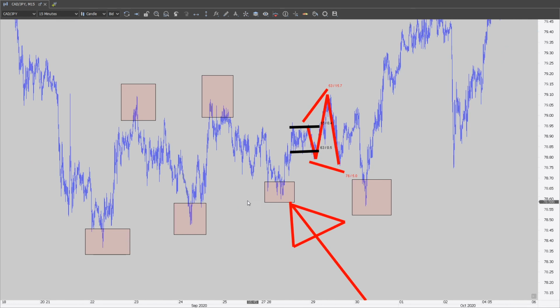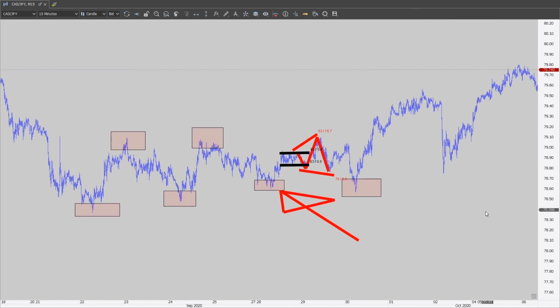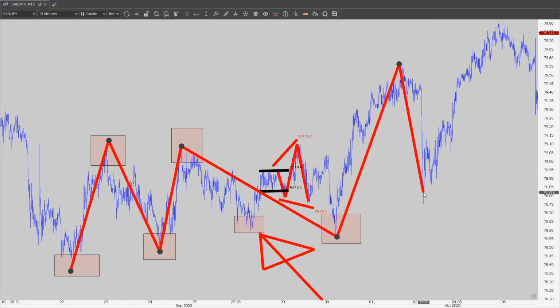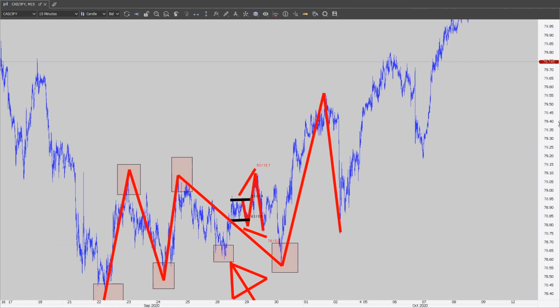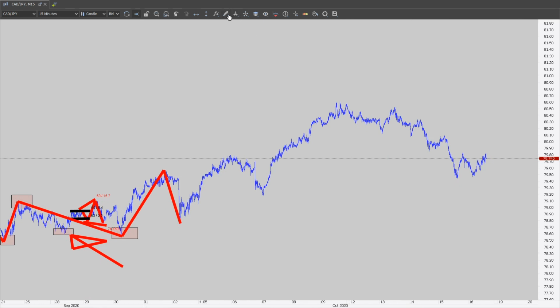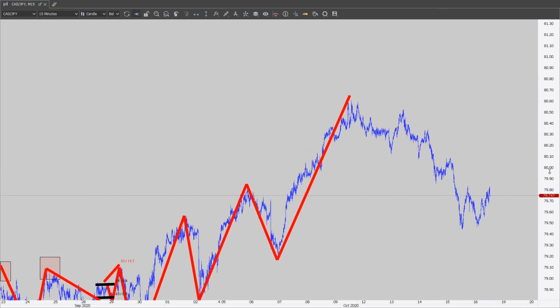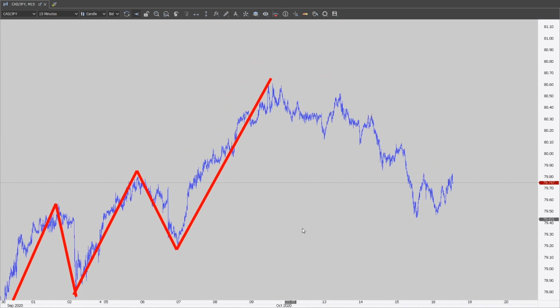Okay, so what is the market doing? Well, low to high, high to low, low to high, high to low, low to high, high to low, and compressing the chart, high to low, low to high, high to low, right? And we are here right now.